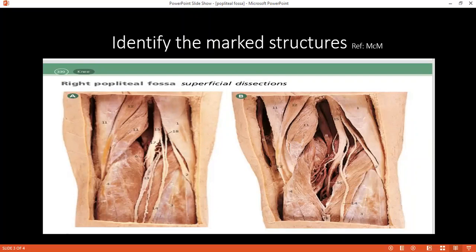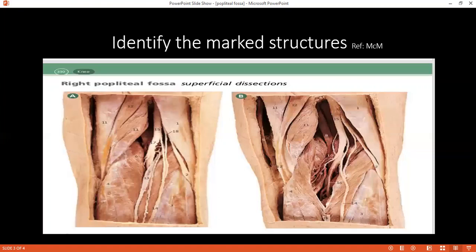Can you please tell me how many compartments there are in the leg? There are 4 compartments in the leg: anterior, lateral, and superficial and deep posterior compartments. What are the contents? What are in each compartment? What are the muscles?